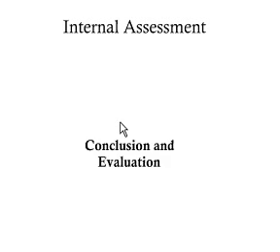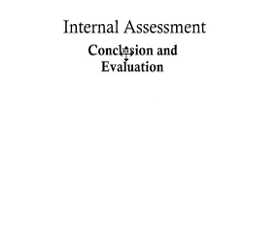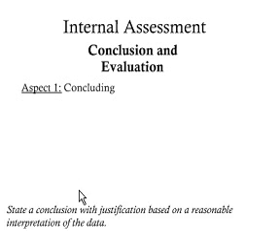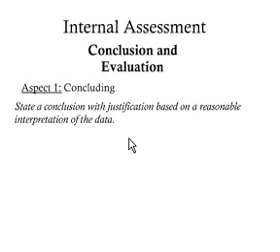So let's move on to conclusion and evaluation. Aspect one of this is concluding. Pretty simple. What they expect you to do here is state a conclusion with justification based on a reasonable interpretation of the data. This goes back to what I'm saying about data telling you a story, and you have to find that story, and that takes a little work. That's kind of the whole trick. What's the story the data's telling you? Well, here's where you tell that story.